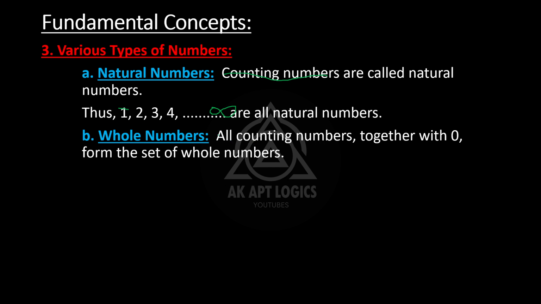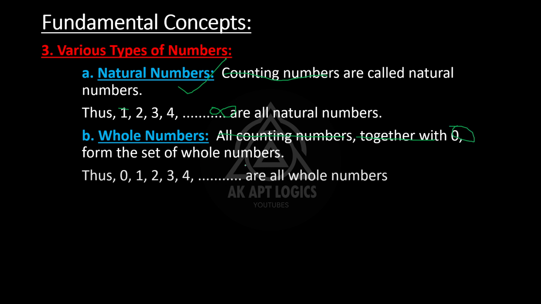Next, whole numbers. Whole numbers are all counting numbers, which are nothing but the natural numbers. All natural numbers together with zero form the set of whole numbers. Natural numbers including zero become whole numbers, and whole numbers start from zero. Natural numbers start from one and so on. Both extend up to infinity.